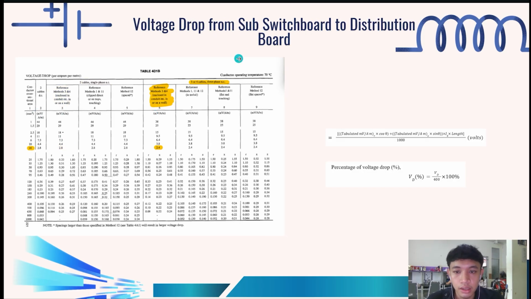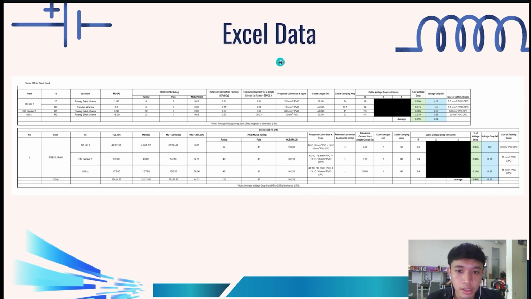Next, by using the same formula, we calculate the voltage drop from SSB to DB. By using the 16 mm square conductor cross-sectional area, our voltage drop is 2.4 for the surround block. Here is the data that we got for the surround block. It includes the voltage drop, cable length, proposed cable size, our rating, our load, and maximum demand. This is the data for surround DB to final load and SSB to DB.